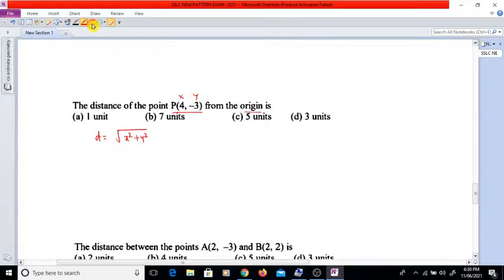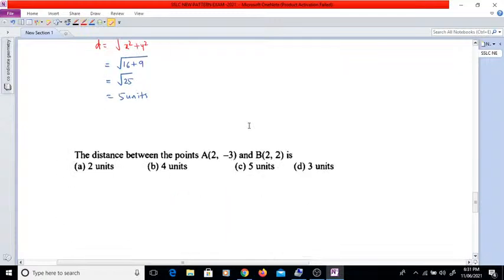So square root of x square plus y square, that is x square, that is 4 square, which is 16, plus y square, minus 3 square is 9. 16 plus 9 is 25. Square root of 25 equals 5 units. So the answer is 5 units. Answer is option C. So next.